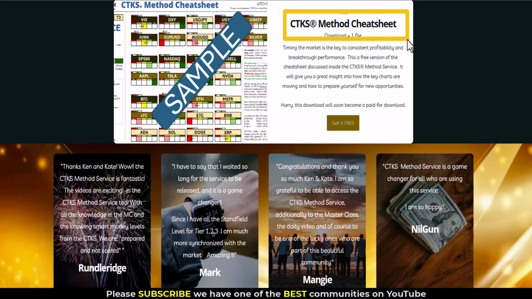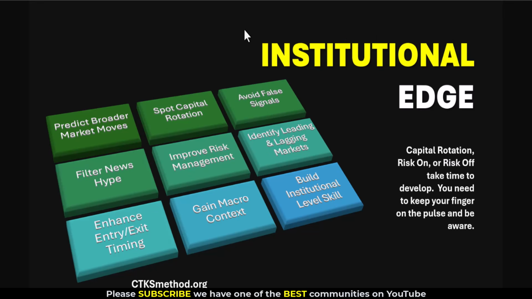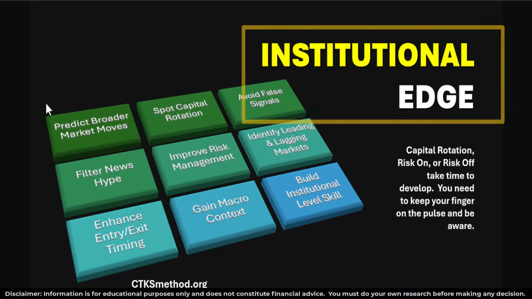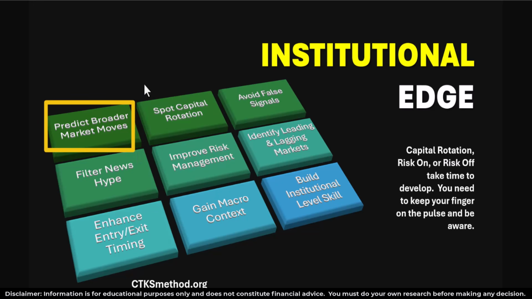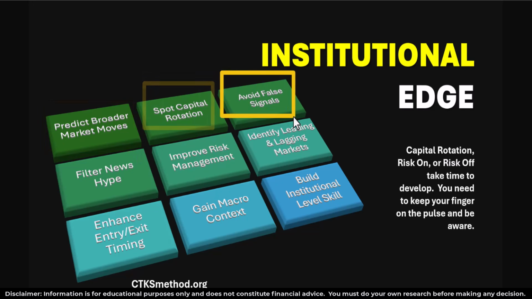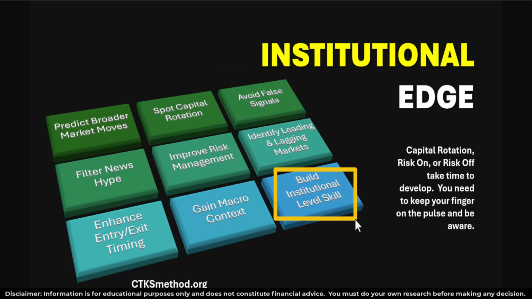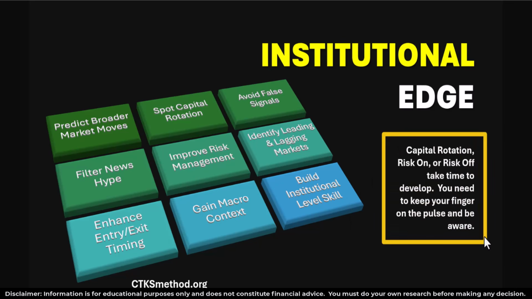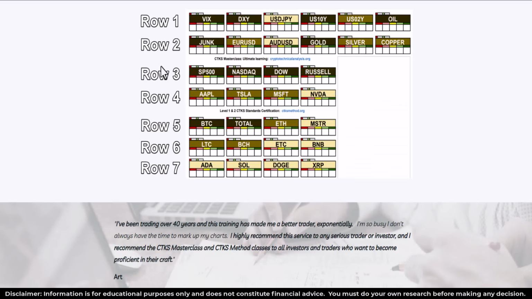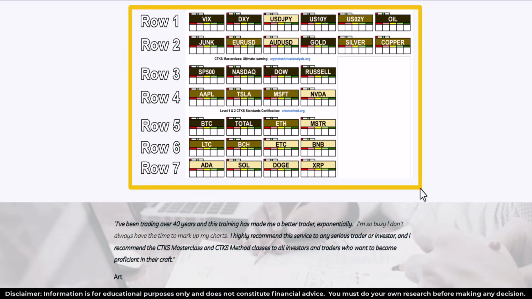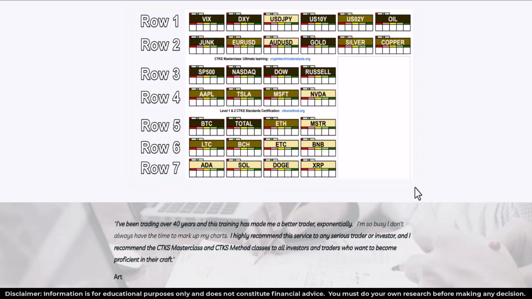I'm going to go through what I do inside the profiting course. My focus is to give you an institutional edge, to help you to predict broader market moves, to spot capital rotation, avoid false signals, and most importantly, to build institutional level skill. That's what we're all about. And please bear in mind, it takes time for capital rotation to occur. We're going to do the rapid run-through of the cheat sheet, and I'll also give you some context from the broader markets. You'll find it incredibly valuable. Let's run the numbers.